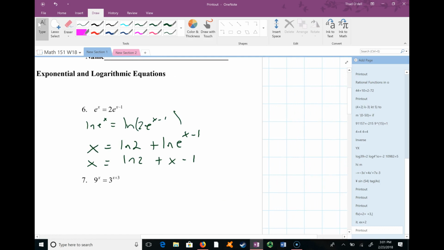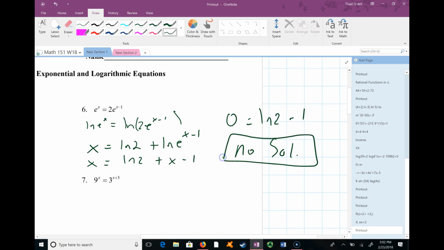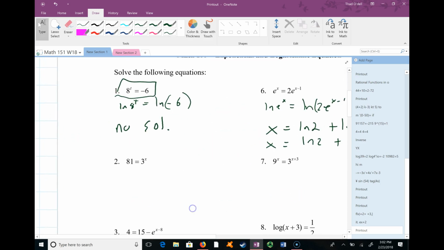And move the x's over, so when I subtract x from both sides, I get 0 is equal to natural log of 2 minus 1. That's a problem because natural log of 2 minus 1 is not equal to 0. So we have another no solution. Oh, all these no solution? I hope not. Okay, here's another one.